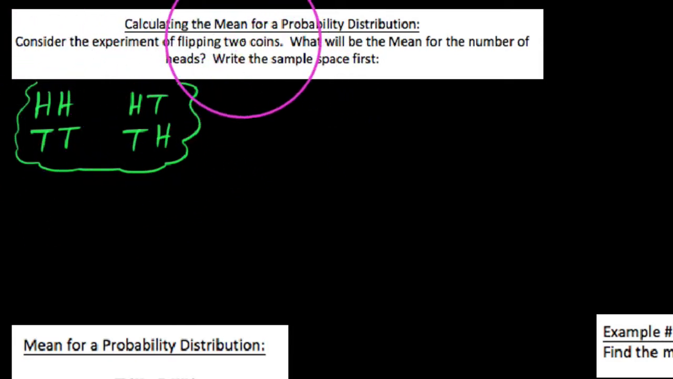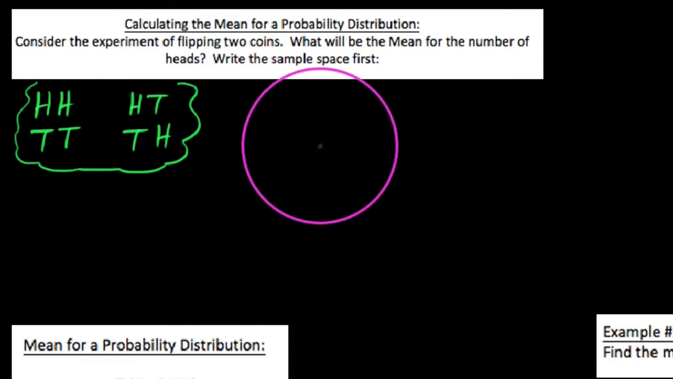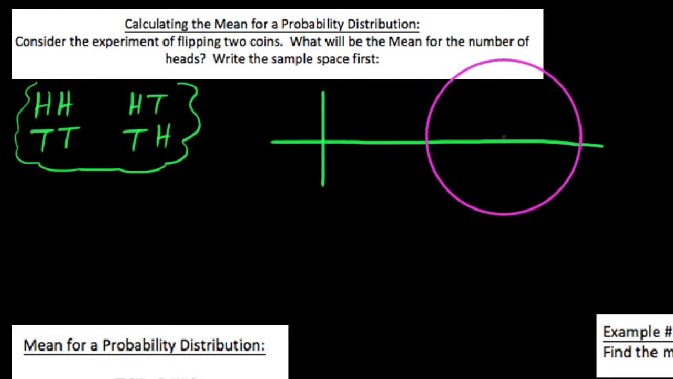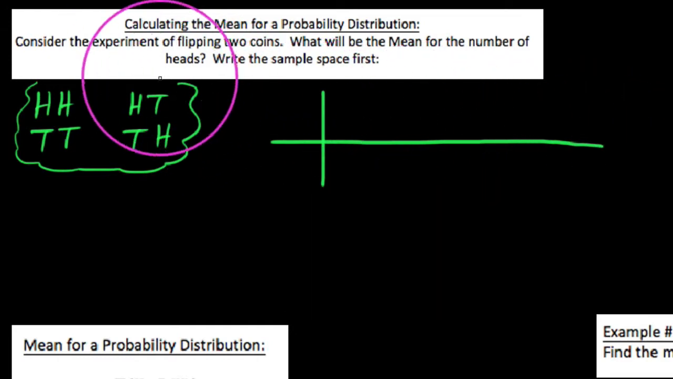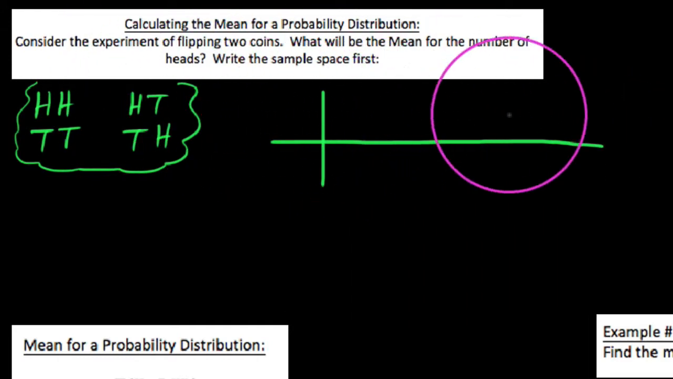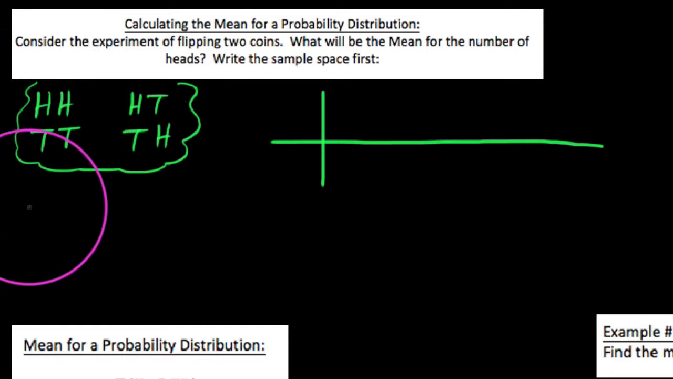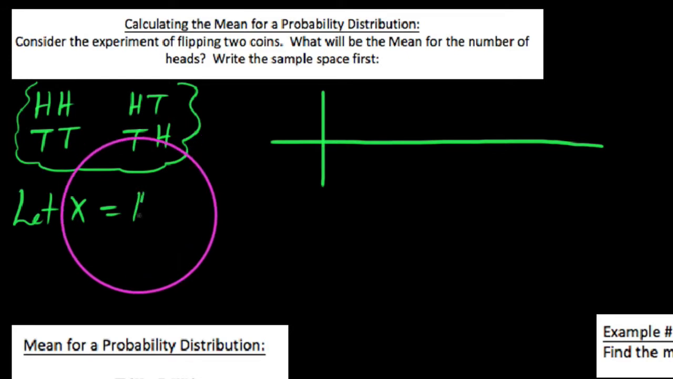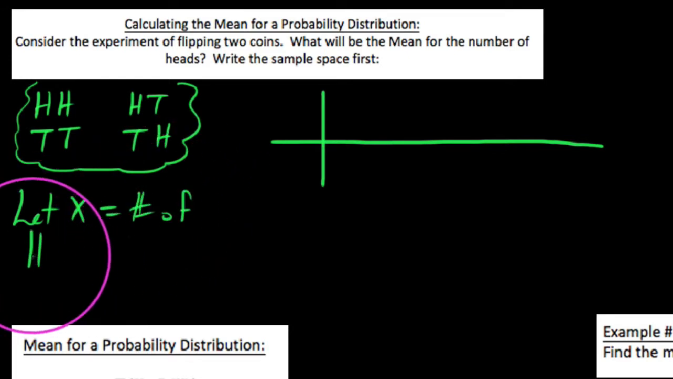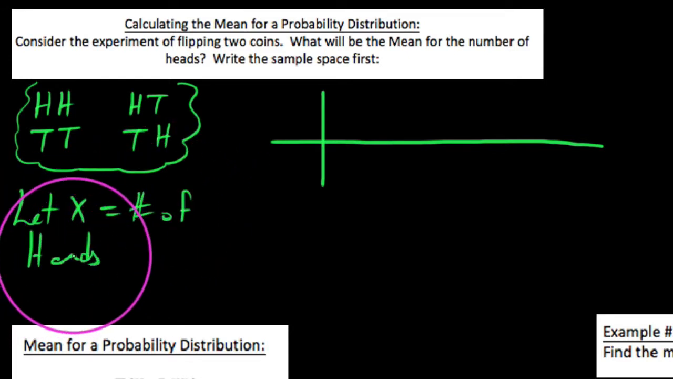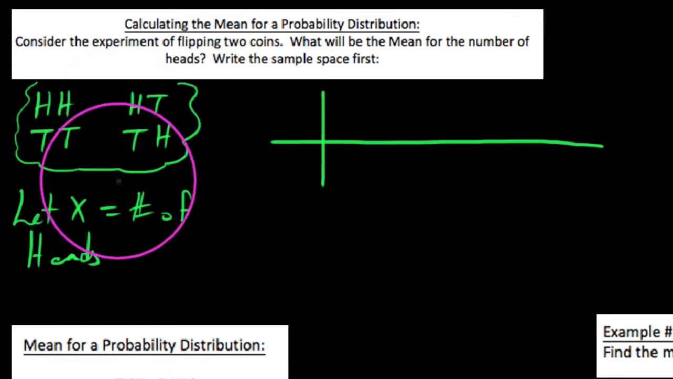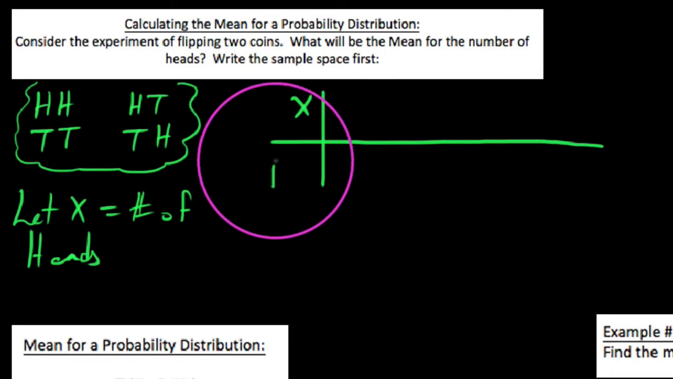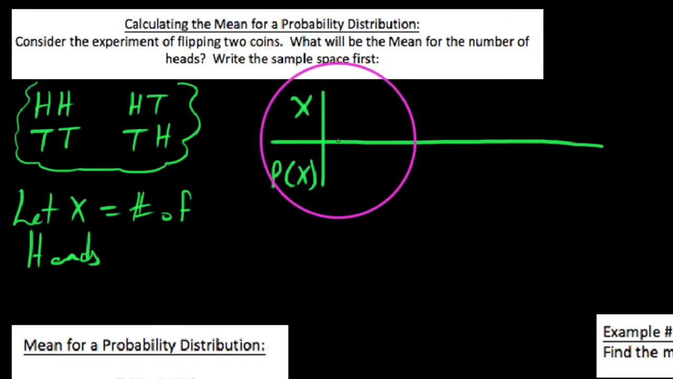So if we're talking about calculating a mean for a probability distribution, I suppose we should construct a probability distribution. Probability distributions, remember, look like this. We've got a kind of sideways t-chart. First of all, let's let our variable equal something here. We let x equal the number of heads that we get on a single outcome. So we look up at the four outcomes we see here, but x represents the number of heads that we get when we flip those two coins. And then down here we write the probability that that actually occurs.